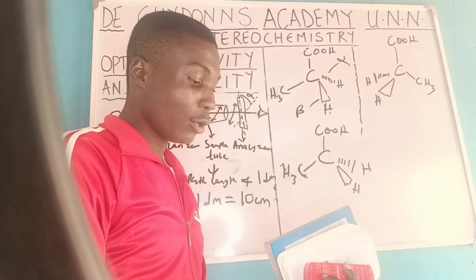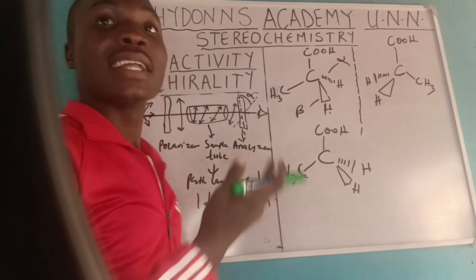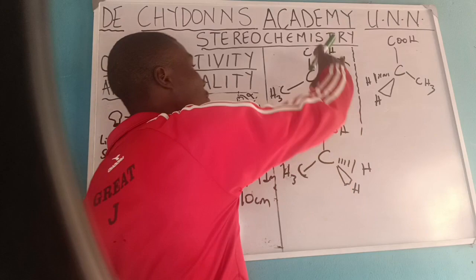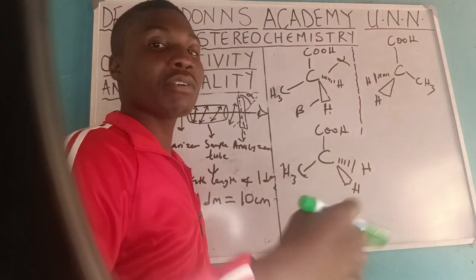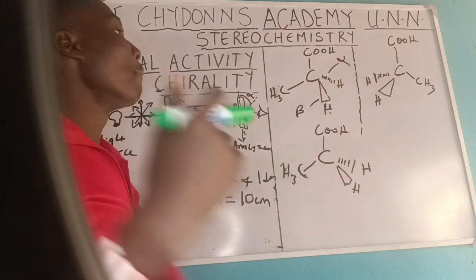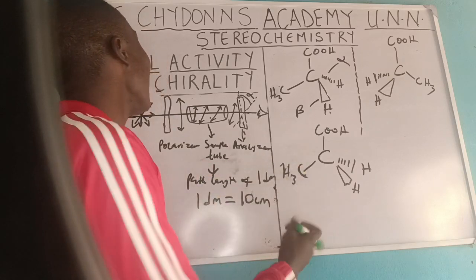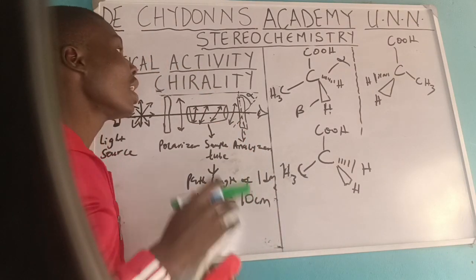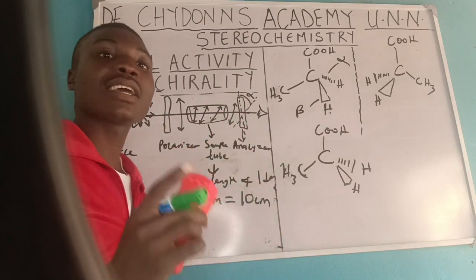Now, let me ask you a question. This compound and this compound, are they not the same? They're exactly the same compound, and if you put this on this compound, it matches. That's what I refer to as superimposable. It is superimposable on its mirror image. But there are some compounds that are not superimposable. Those are the ones that have this optical activity. Now, for you to understand that, let me draw the structure of lactic acid.